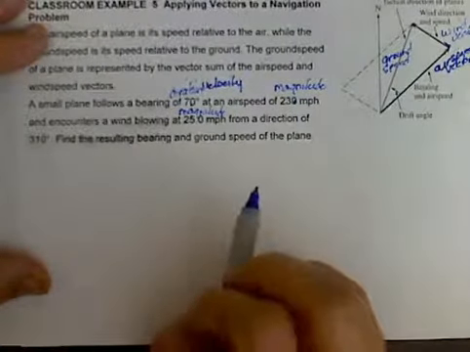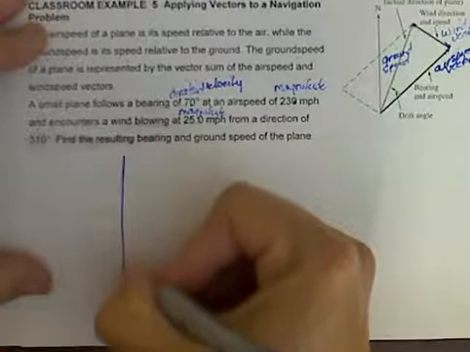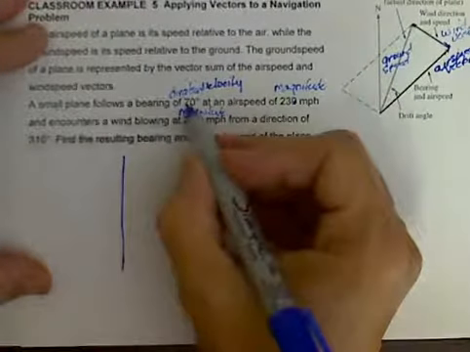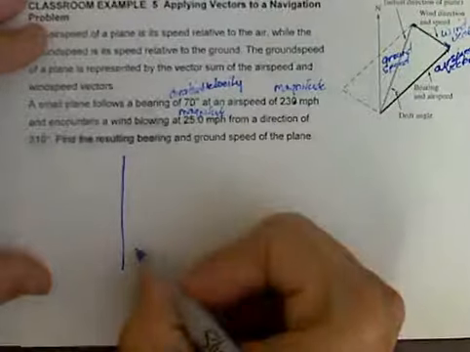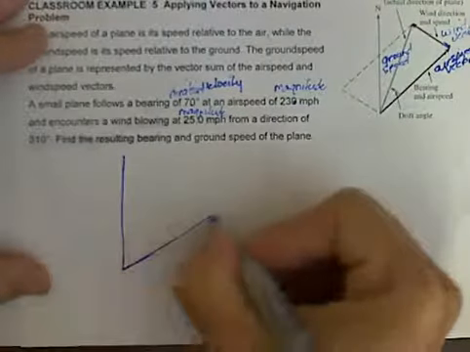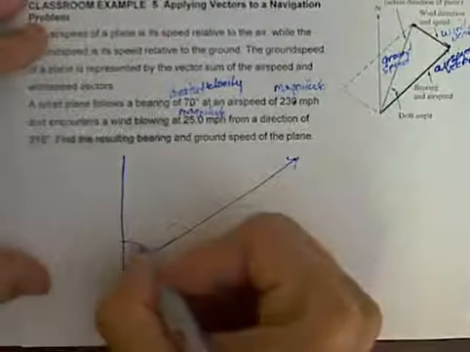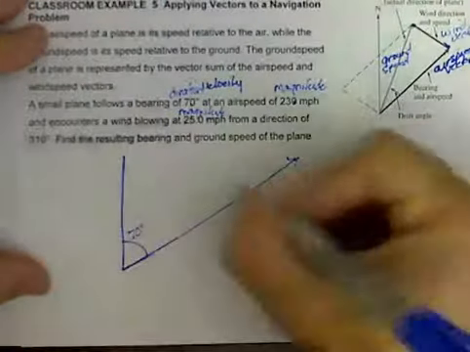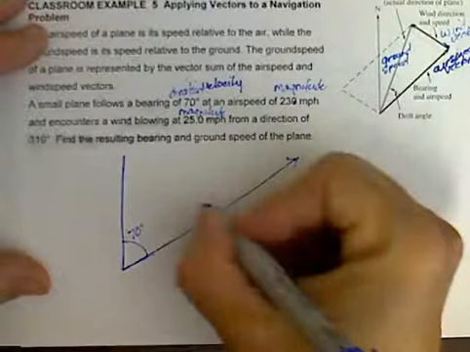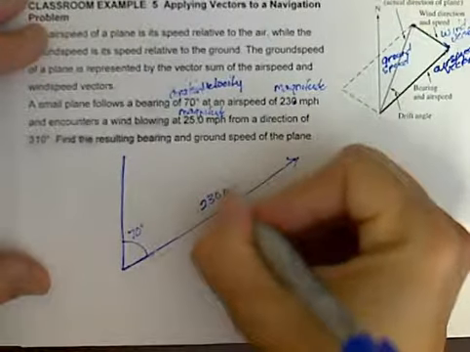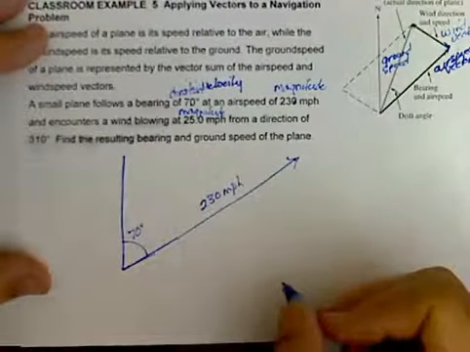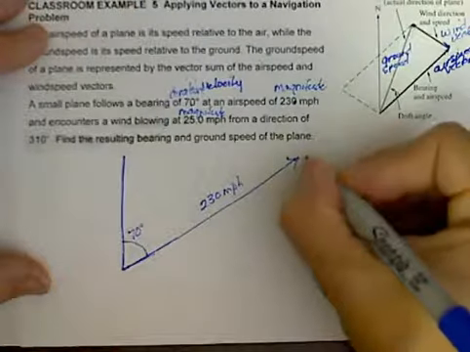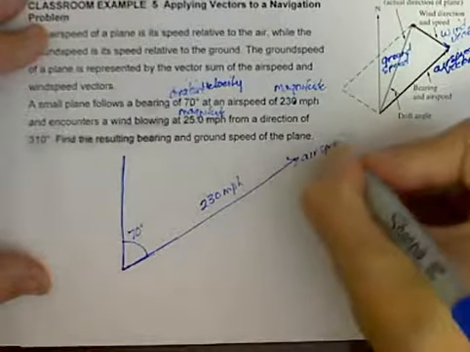So what we're going to find is the resultant vector of those two, and we want to know both the direction and the magnitude. For this picture, our bearing for the plane is 70 degrees. So that would mean the angle from here to here is 70 degrees. And the magnitude of this vector is going to be our speed, which is 230 miles per hour. So this is our airspeed vector.